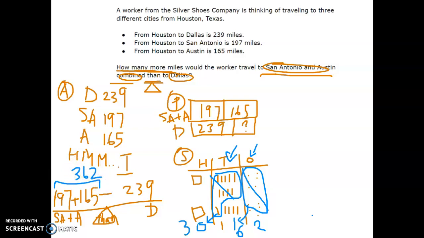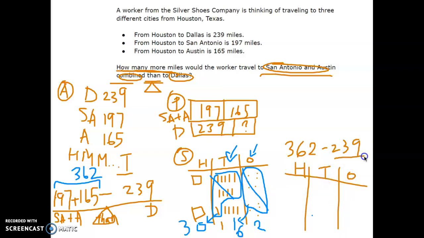But we are not done yet. We need to take away 239 from 362. We are going to do 362 minus 239. In subtraction, we only set up one set of numbers because we are taking the small number away from the big number. So 362.